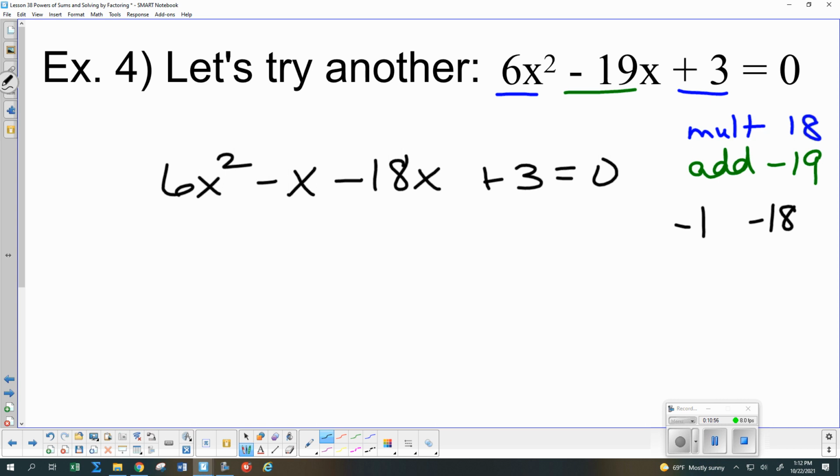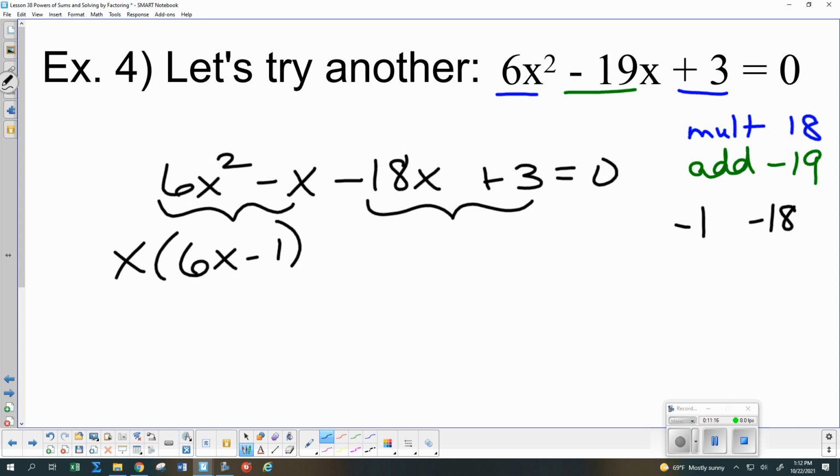So now I group these. GCF for 6x squared and x. What's that going to be? What's the GCF of 6x squared and x? Just an x. So if I factor that out, I have 6x minus 1. GCF of 18x and 3, sorry. Ella? So 3. So I'm going to try plus 3, and then that would have to be multiplied by minus 6x to get minus 18x.